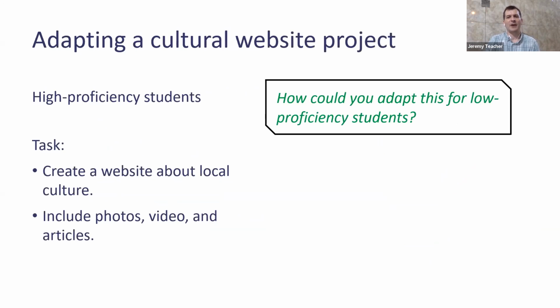Now let's think about how you could adapt a specific project idea. In this case, adapting a cultural website project. This is a project for high proficiency students, and they need to create a website about local culture. They need to include photos, video, and articles. So now take a moment and think about how you could adapt this project for low proficiency students. Kate, how do you think you would adapt this for low proficiency students?